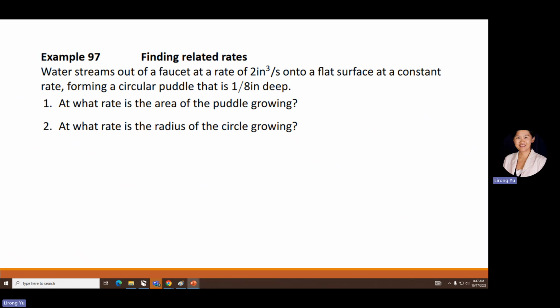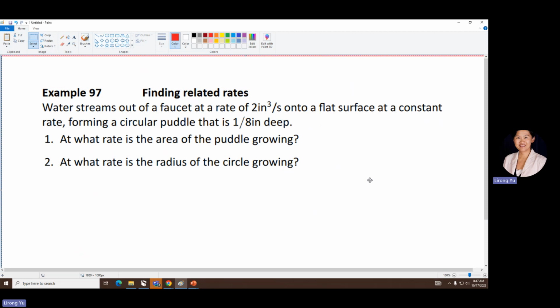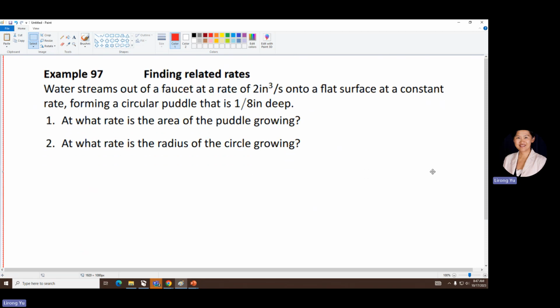All right, so what was the question? Question number 1 is asking the rate of change of the area. The second question is asking the rate of change of the radius. As we're going through this, we're realizing that we're trying to find a relation between all these quantities. There are 2 known quantities. One is the rate of the volume, and one is the actual height of the puddle. So I'm trying to make a 3-dimensional picture of the puddle.